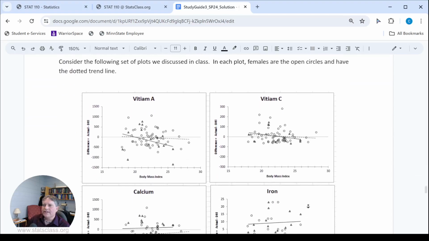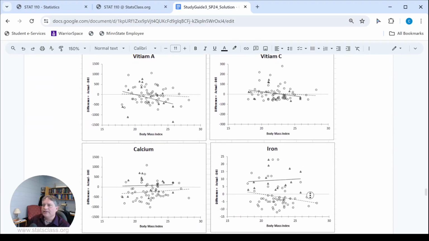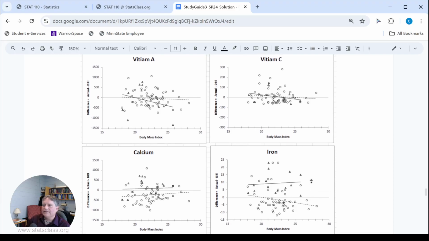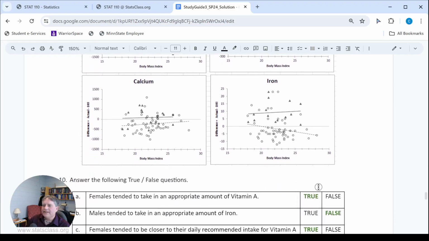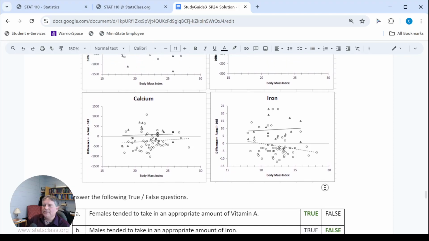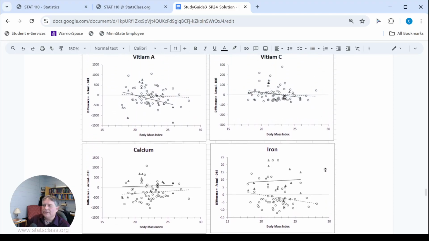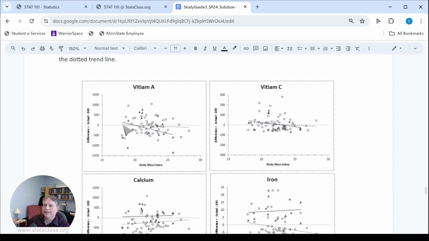This last one's out of section 7, which we were talking about today in class, actually. I got vitamin A, vitamin C, calcium, and iron on the screen. So let's take these one at a time. Females tended to take in an appropriate amount of vitamin A. So looking at vitamin A, females are the dotted line. That is really close to that target there. So I'm going to say true on that one.